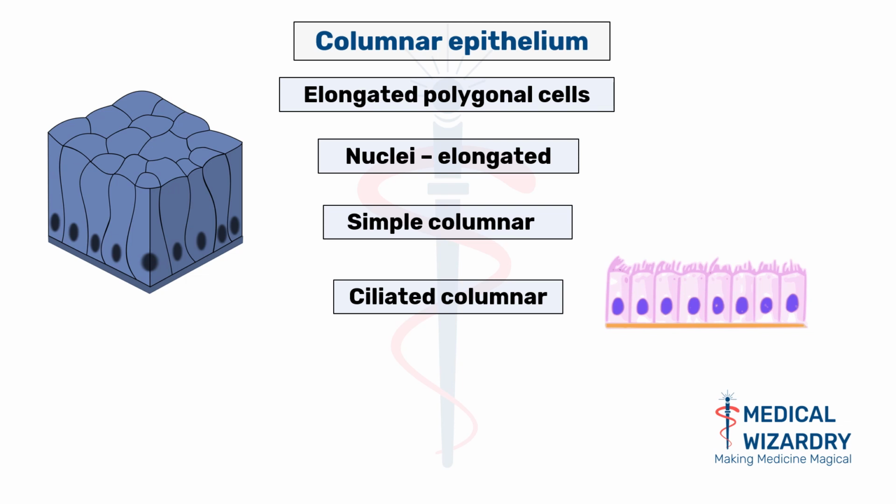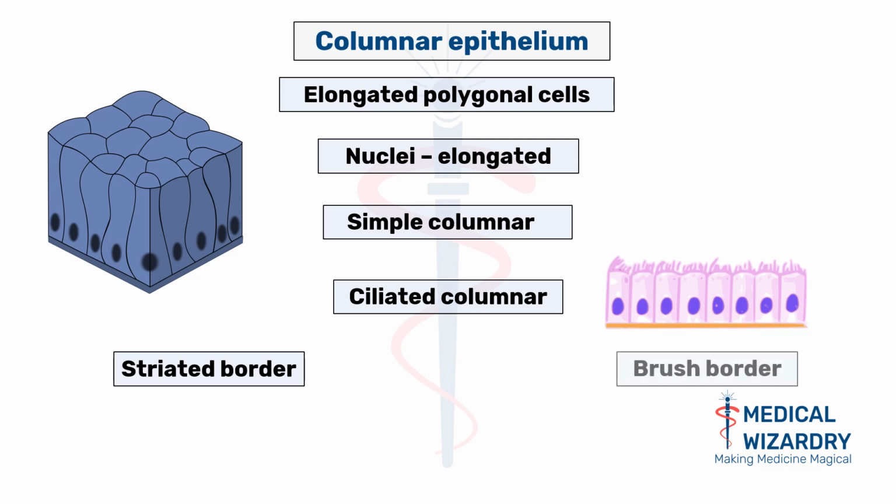Similarly, in some types, the cell surface is entrusted with a special structure called microvilli. These microvilli can only be visualized by electron microscopy. But the appearance of the arrangement of these microvilli in light microscopy aids in the classification of the epithelia as either striated border with regularly arranged microvilli, or brush border having irregular microvilli arrangement on the surface.